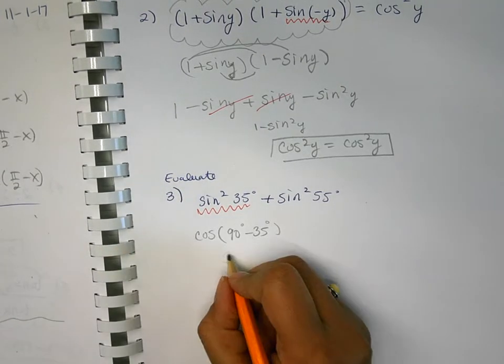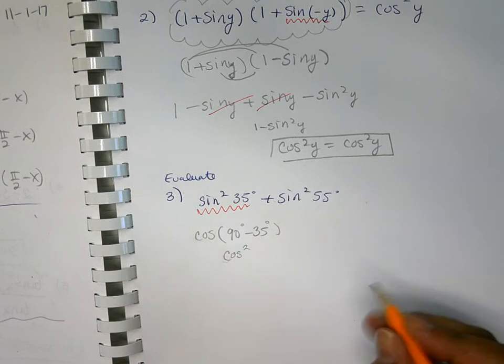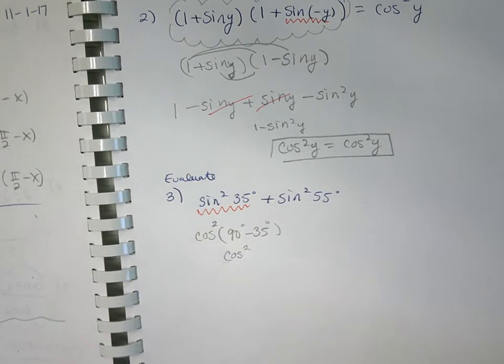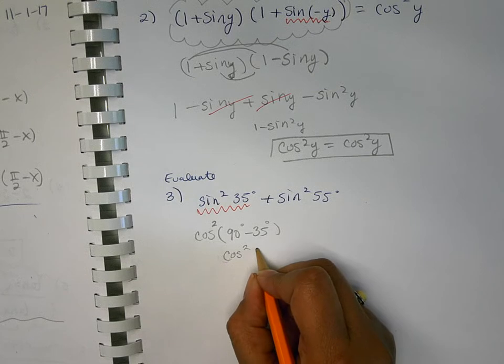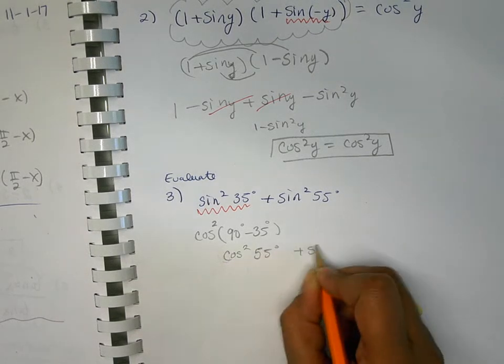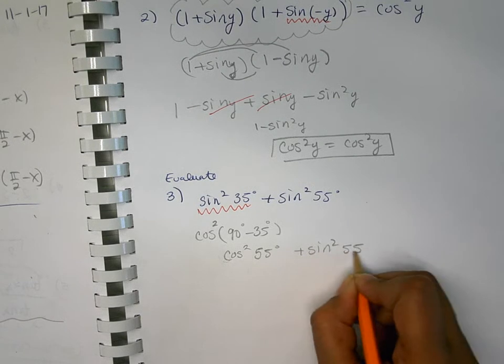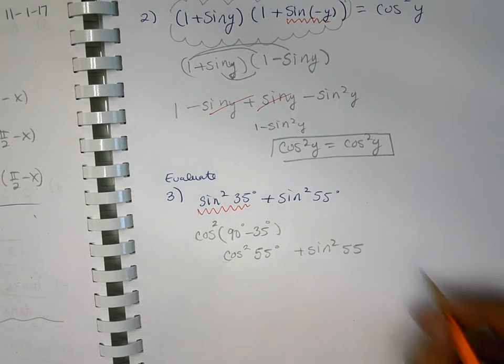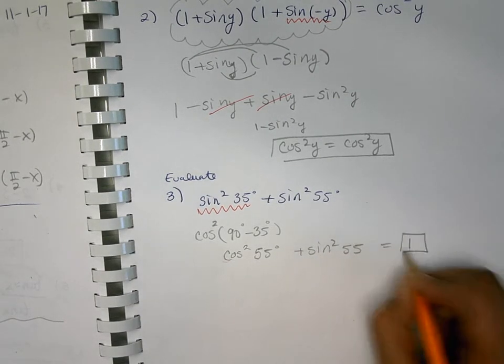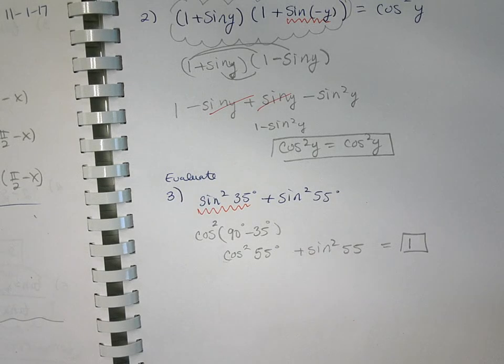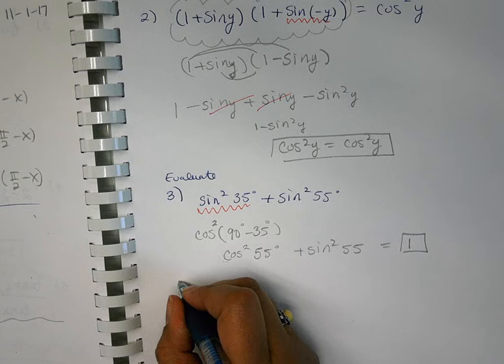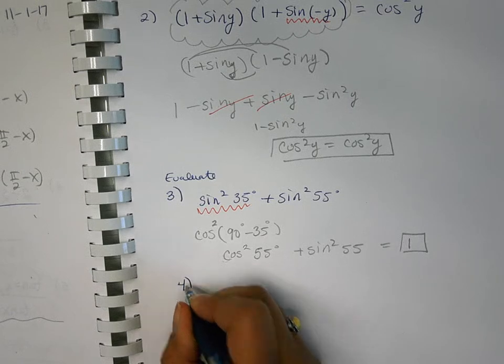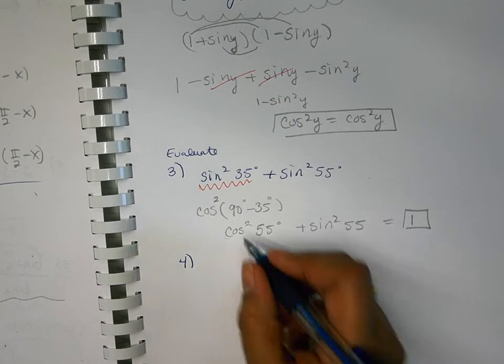I'm hoping it is. Don't you say squared? This right here is squared. Thank you very much. All right, cosine squared of what? 90 minus 35 is 55, plus sine squared of 55. Oh, is that one of our identities? It equals 1. Very interesting. So how do we know when to use the cofunction? Let me show you one last one really quick, and then I'll answer that question.